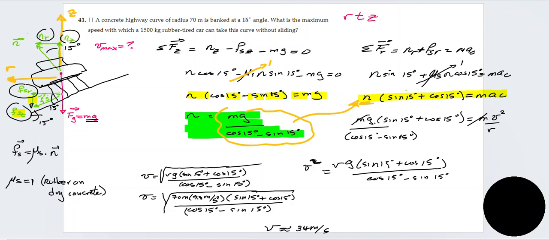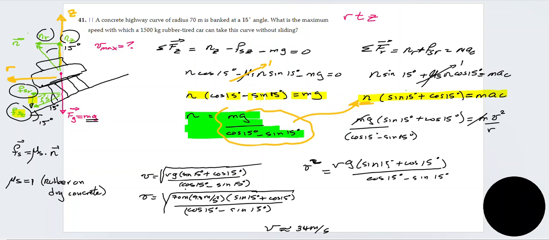So we're going to have that the gravity times the sine of 15 degrees plus the cosine of 15 degrees divided by the cosine of 15 degrees minus the sine of 15 degrees will be equal to v squared over r. We solve for v squared, so we pass the r multiplying, so we get that v squared is r g times sine of 15 plus cosine of 15 divided by cosine of 15 minus sine of 15, and now we apply the square root, and we're going to have that the speed would be the square root of the radius times the gravity times the sine of 15 degrees plus the cosine of 15 degrees divided by the cosine of 15 degrees minus the sine of 15 degrees.